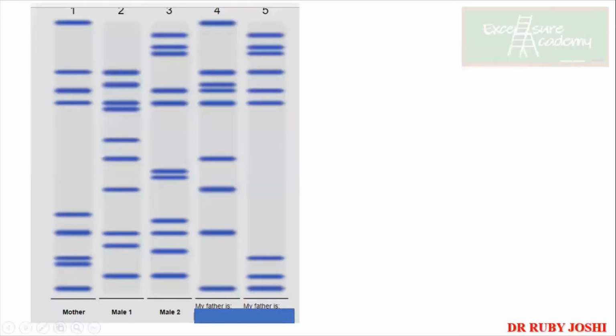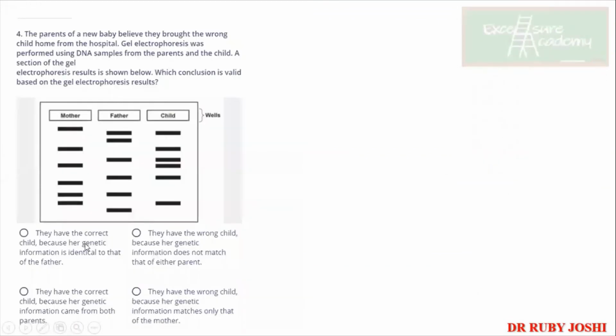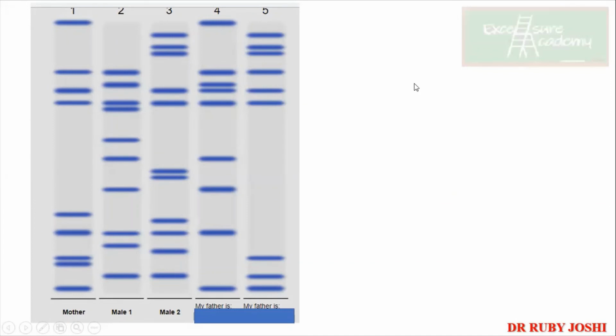Now, this is another figure. So first one is the lane in which the DNA pattern of mother is being given. And in the second and third lane, you can see the DNA pattern of male 1 and male 2 is given. That is, कोई तो एक लड़का है, ये दूसरा लड़का है.